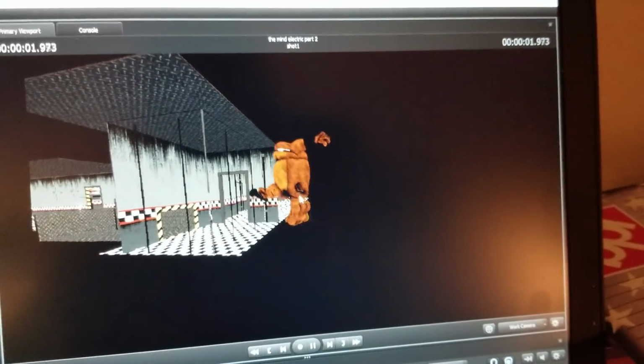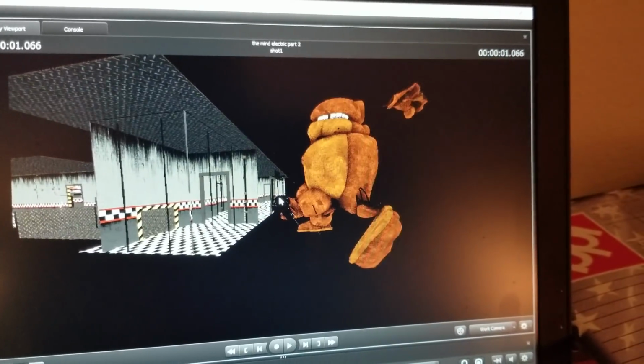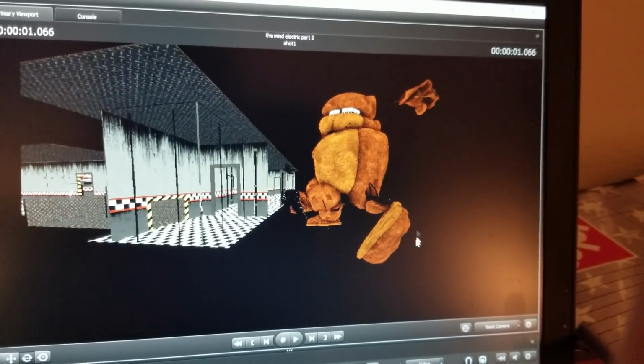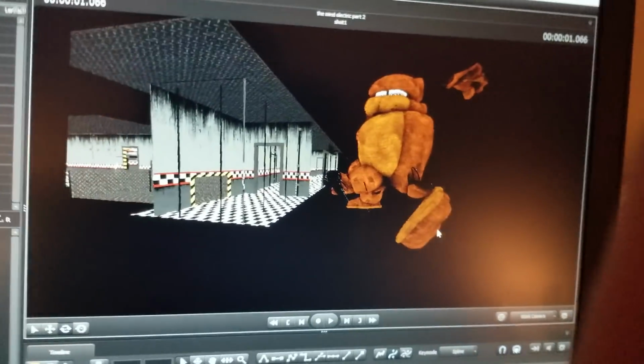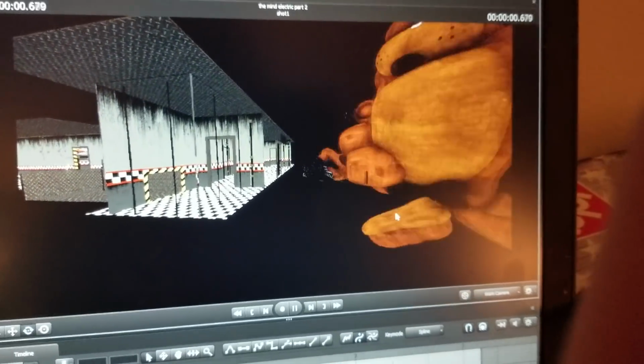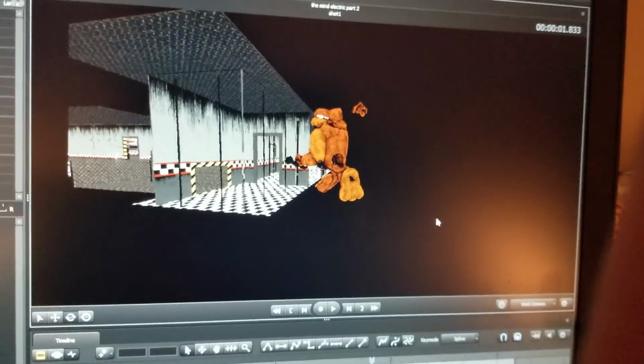It's still funny. It's like, why is one of his feet upside down here? Okay. I like how one of his hands is up there as well. He just walks off in the distance.